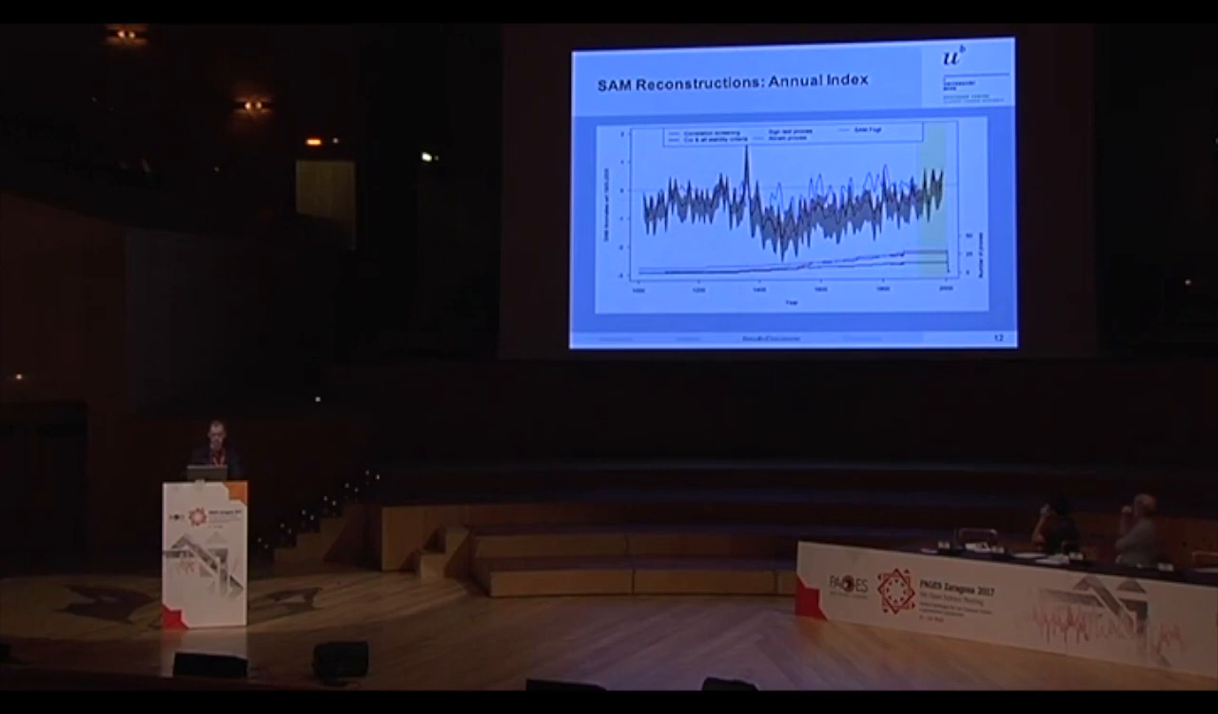For the annual SAM reconstruction, the picture doesn't look as clear as for DJF. We can see that they don't really agree as well. We have times where the red and the black line don't really agree well. So if we use the stability criteria, there seems to be some differences in the reconstructions. And also the match to Nerli's reconstruction is not that good.